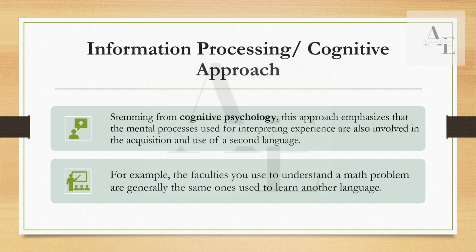So let's start. Information processing cognitive approach. It stems from cognitive psychology, that's the name cognitive approach or cognitivism. This approach emphasizes that the mental processes used for interpreting experience are also involved in the acquisition and use of a second language. What do I mean by that? The experience, for example, is problem solving or math problems, anything that we experience in our life and needs processing. They say that the same mental processes are used for second language learning. For example, faculties you use to understand a math problem are generally the same ones used to learn another language. That's the information processing. The same faculties are used for both math problems and anything else, and also to learn another language.